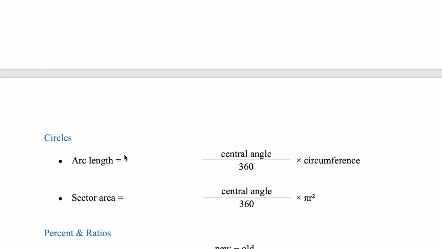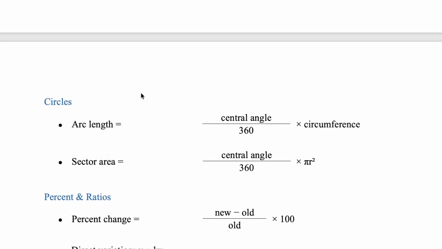So now on to circles. A circle looks like this. For example, arc length and sector area are the two equations you need to know. To find the arc length, it's just central angle over 360 times the circumference. So what that means is central angle.